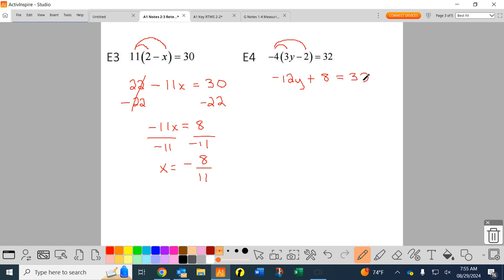Since it's like a regular two-step equation, we got to move the non-variable term first. We're going to minus 8, minus 8. It's going to make it negative 12y equals. Then we got to subtract that 32 minus the 8. That puts us at 24.